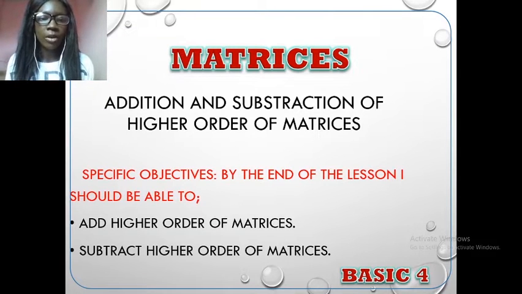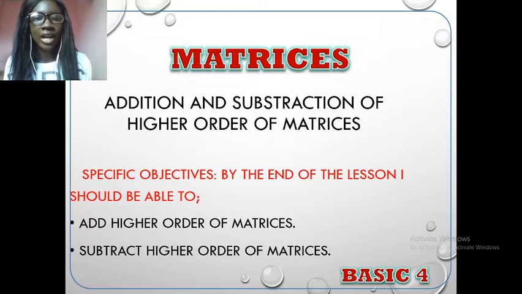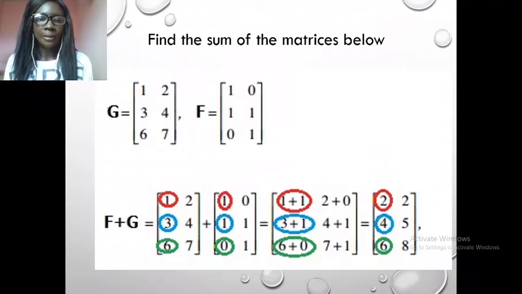So this time around we are going to add and subtract higher order matrices. Our specific objective is that by the end of this lesson you should be able to add higher order matrices and subtract higher order matrices. Okay, now let's just go quickly. In our first example, we have to find the sum of the matrices below. So this is matrix G and this is matrix F.